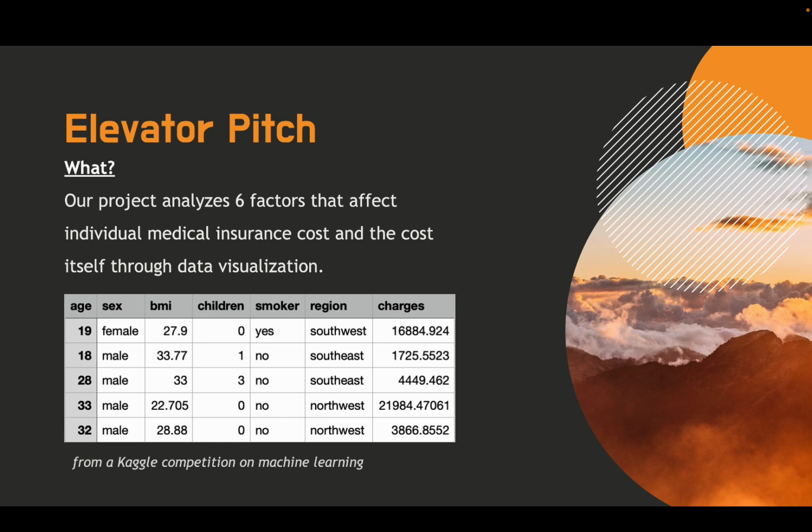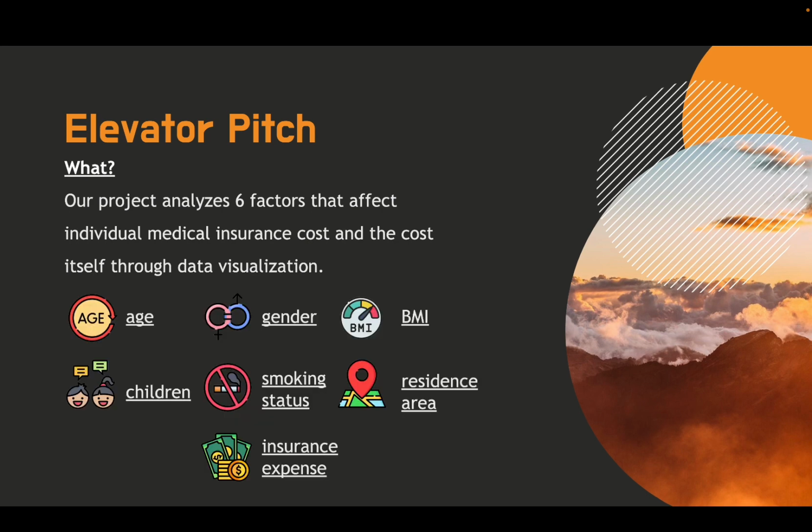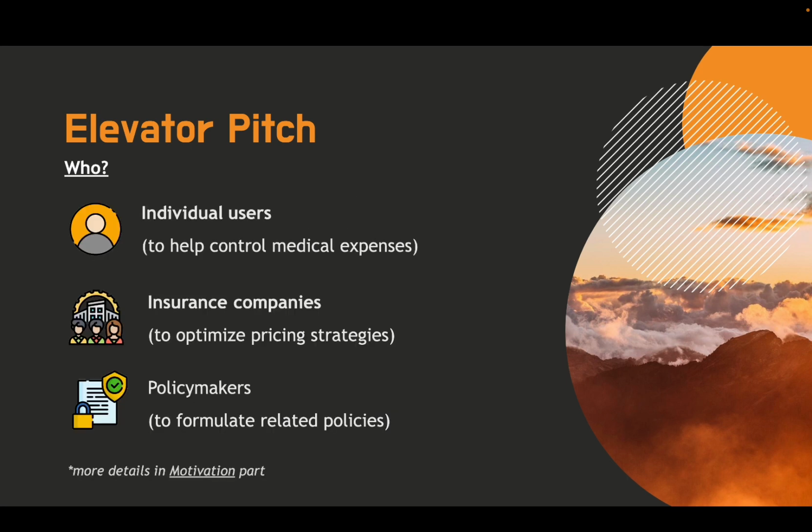Here you can see 7 columns in the dataset. We conclude 6 affecting factors such as age, gender, BMI, number of children, smoking status, and the residence area. And to show how each of them or the combination of them impacts what you pay for insurance in a more readable way. The data comes from a Kaggle machine learning computation, providing us with a dataset containing over 1,300 samples across different profiles. So, who is going to find this very useful?